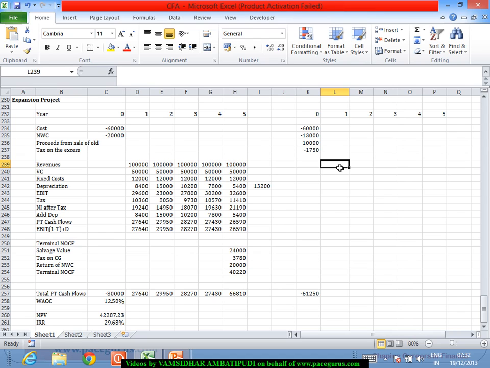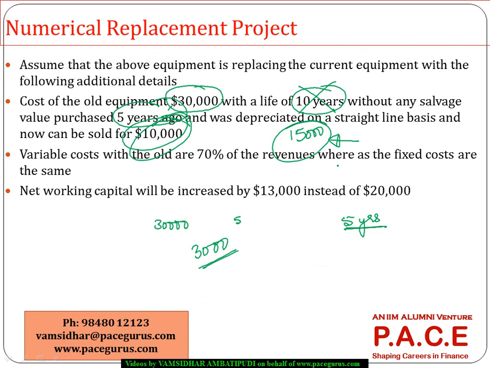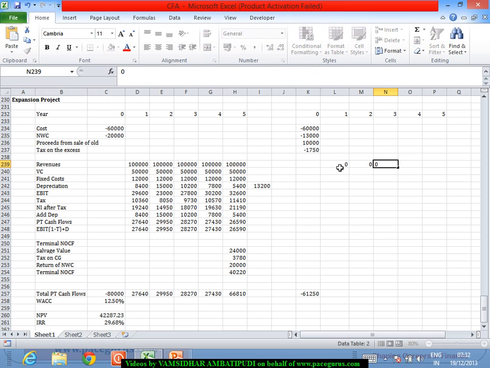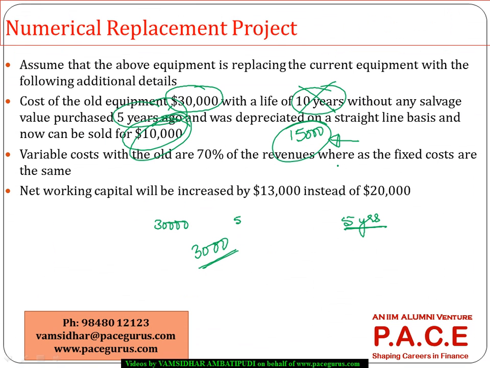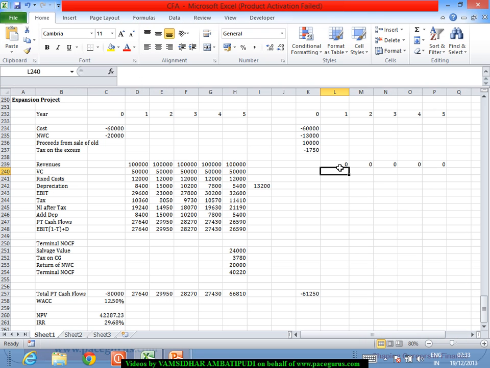So revenues, no change in the revenues between old and the new. So obviously in the revenues column I will put 0. Now the variable costs, old ones, they are 70% of the revenues, which means 70,000, whereas in the new case it is 50%, means 50,000. So the change in the variable costs, which is 50,000 minus 70,000, working out to minus 20,000 in all the cases, right?